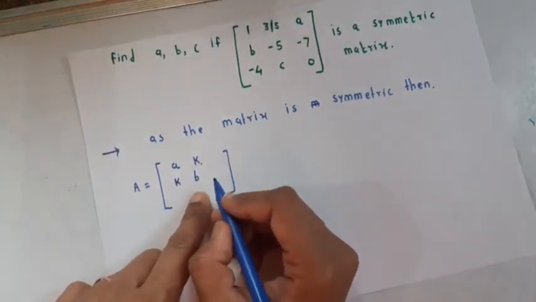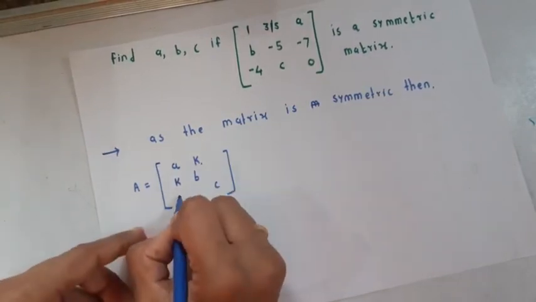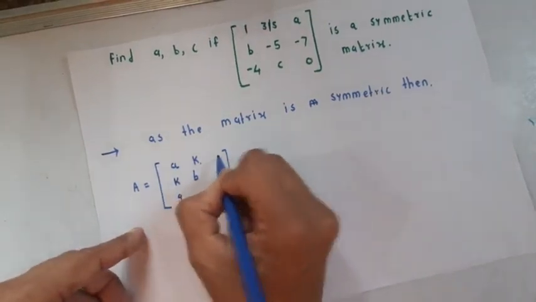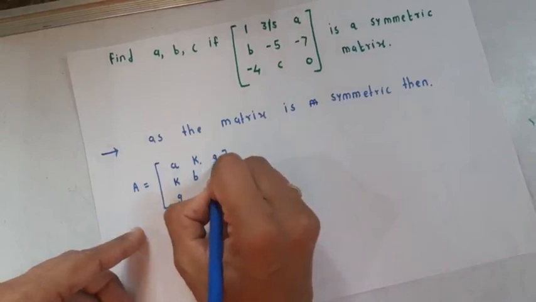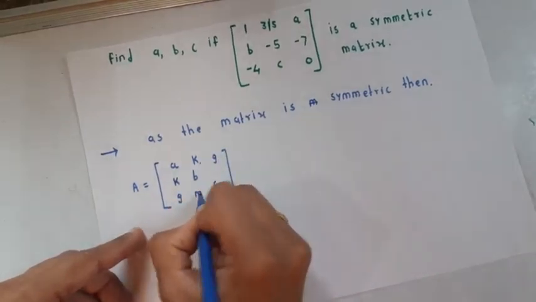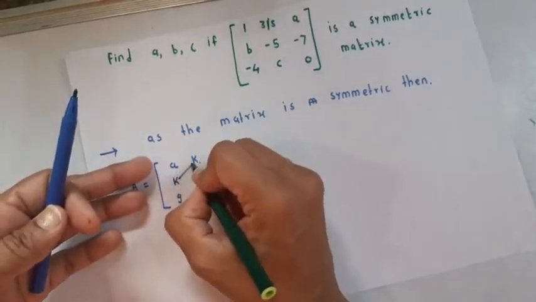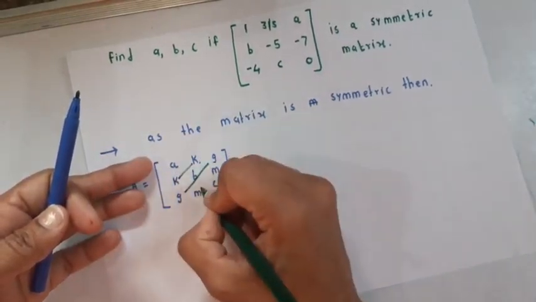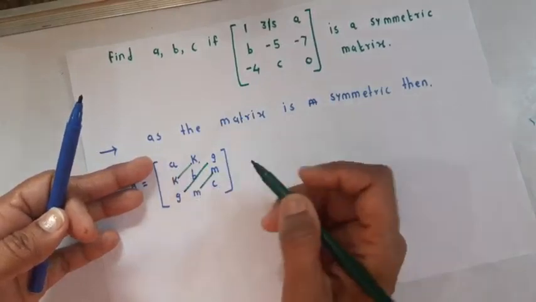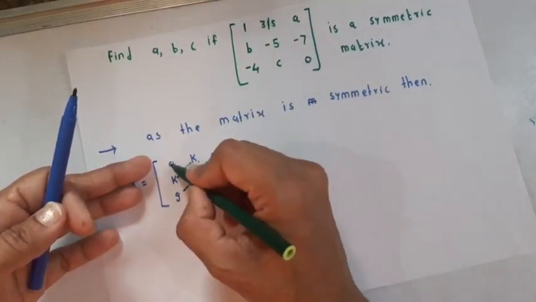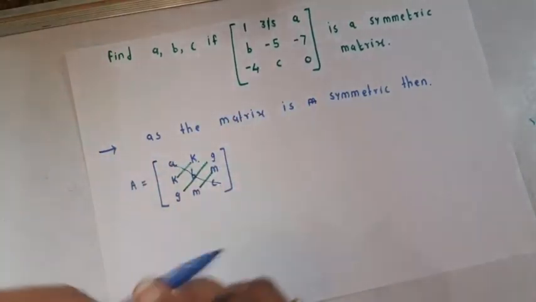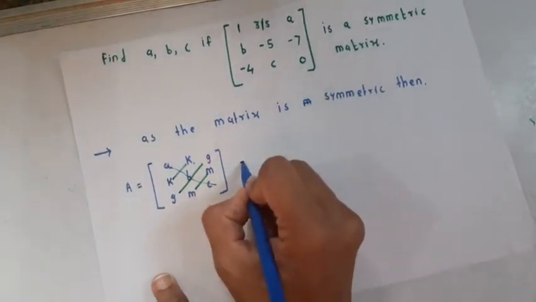Okay, then here suppose G is same with this G and M is same with this M. See students, these are the similar elements and therefore the matrix is the symmetric matrix, and this A, B, C are the diagonal elements. So compare this matrix.